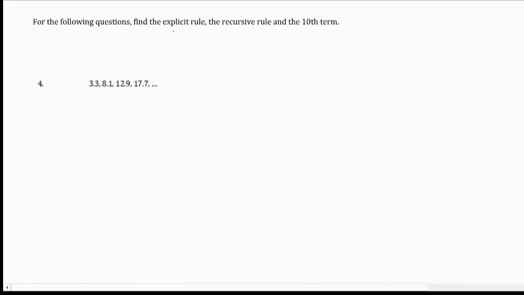Here we're asked to find the explicit rule, recursive rule, and 10th term of the following sequence. So when we're dealing with this problem, really the first thing we want to look at is what is our first term or initial term. And we're going to call this f of 1. And then we just need to figure out, okay, what is the common difference?